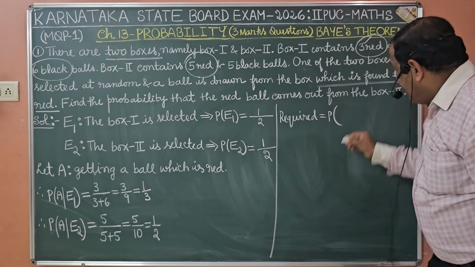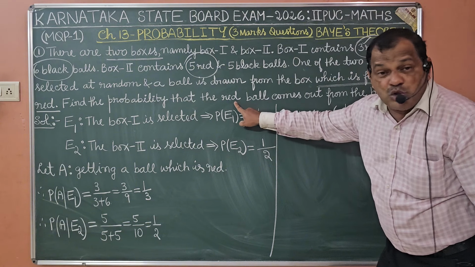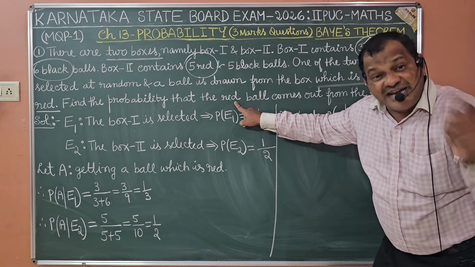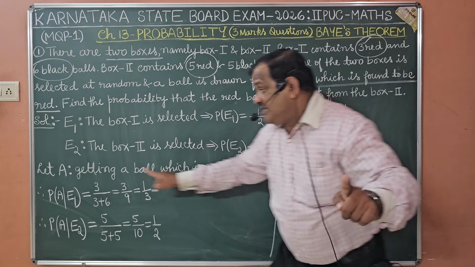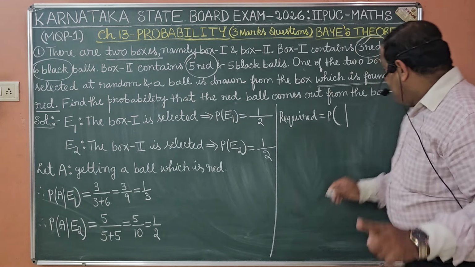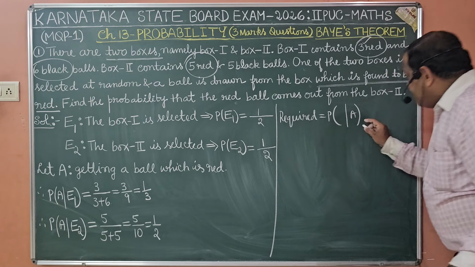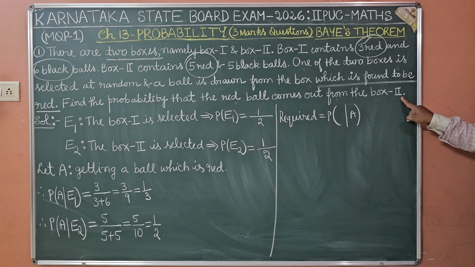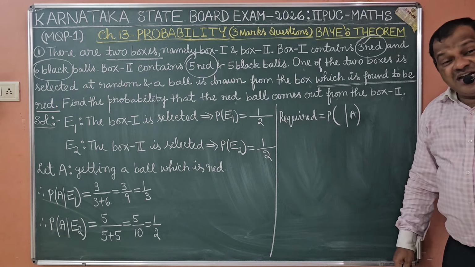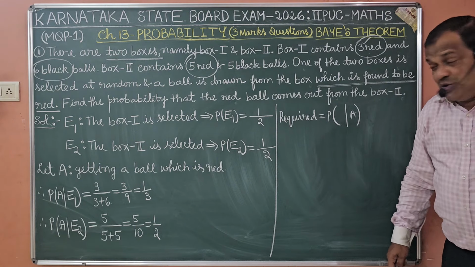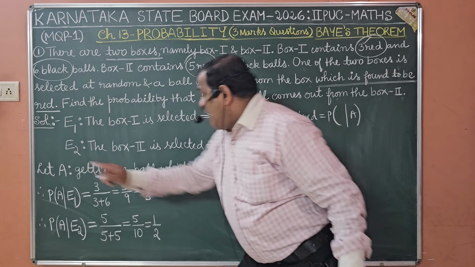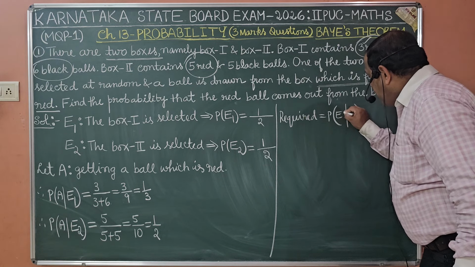The probability of the event which already took place, I should write after a small vertical line. Which event already took place? The selected ball is red. Selecting a red ball is the event named A. But it should come from box 2. Which event indicates that box 2 is selected? E2.